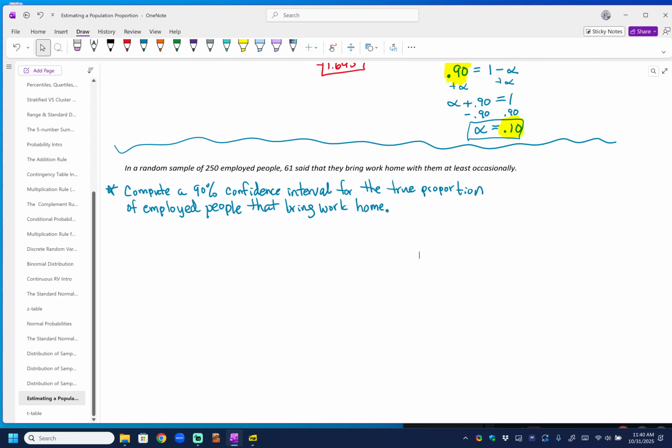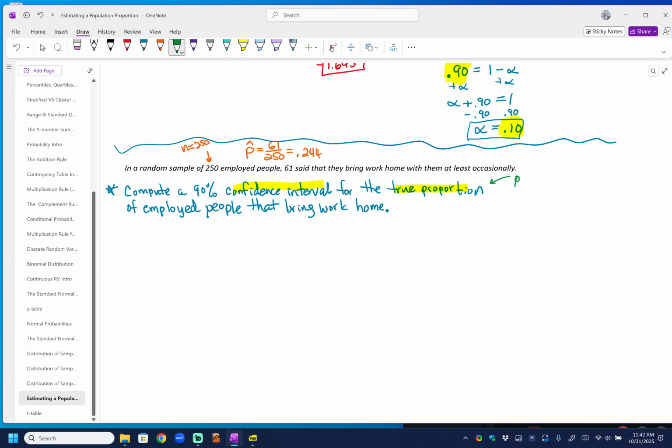Okay, so we're clearly here dealing with proportions. As a matter of fact, we can immediately see that we're dealing with a sample that yielded 61 out of 250 that bring work home with them. This value, if you calculate it, will get you 0.244 as your sample proportion. We also know that our sample size right here is 250. The problem is clearly asking for the confidence interval for the true proportion. So when I say true proportion, that means that I'm looking for P, our population proportion.